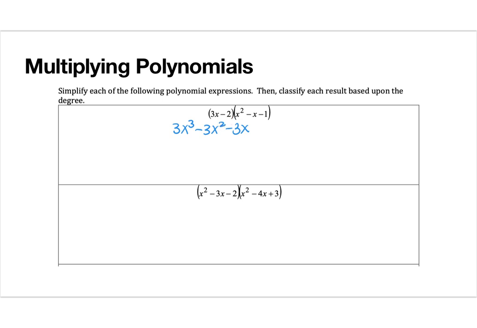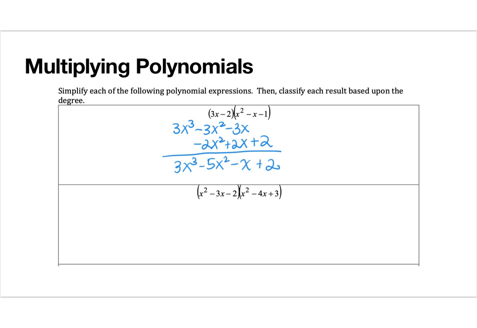Distribute the negative 2 to the x squared. That gives me minus 2x squared. Notice I put it under that like term, negative 3x squared. Now distribute the negative 2 again. That gives me positive 2x. I'm lining up my like terms. Distribute the negative 2 again. That gives me plus 2. And then I'm going to add them together. 3x cubed straight down, minus 5x squared, minus x plus 2.